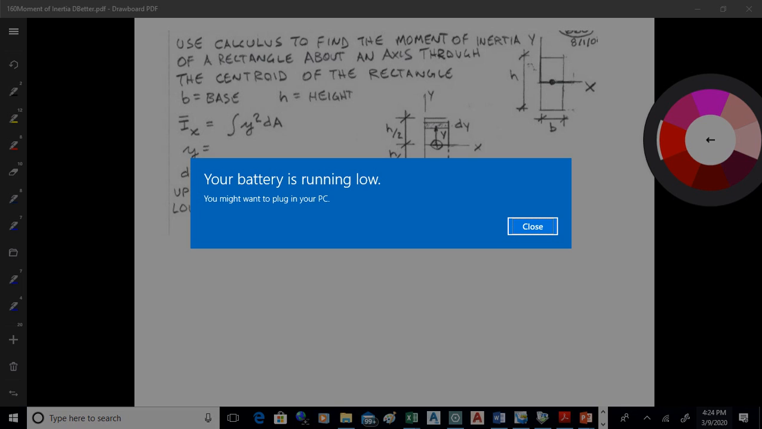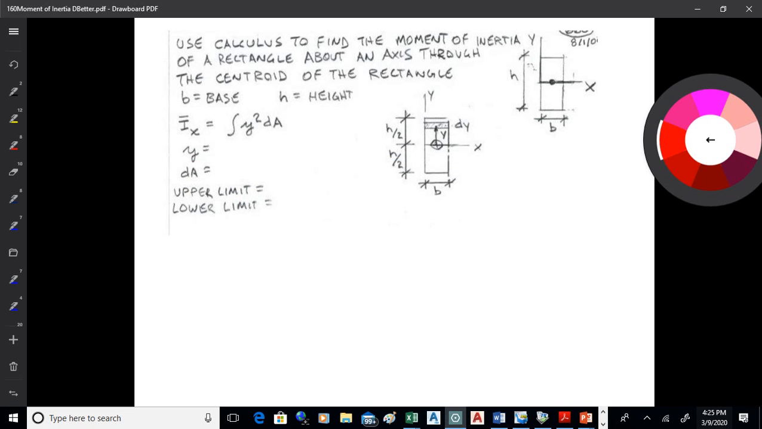So let's look at how we could find the moment of inertia of a rectangle about its own centroidal axis, which is often where you take moments of inertia about. What we're going to do is use this integration formula, the integral of y squared dA. We're going to calculate this about an axis. When you're doing moments of inertia, you calculate about an axis.